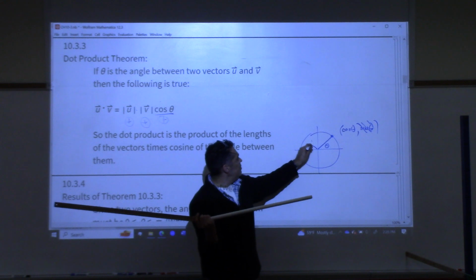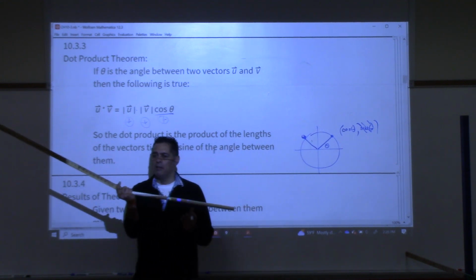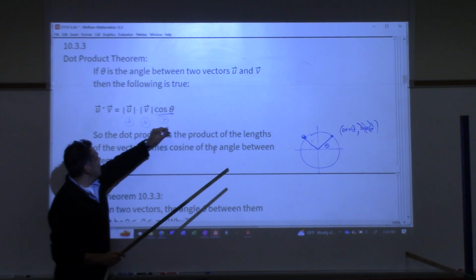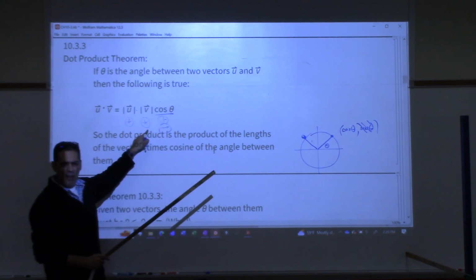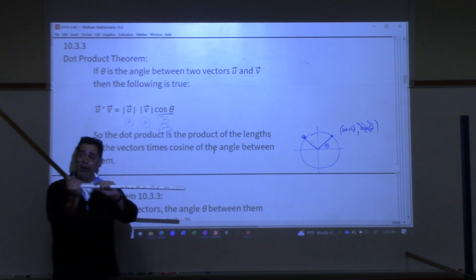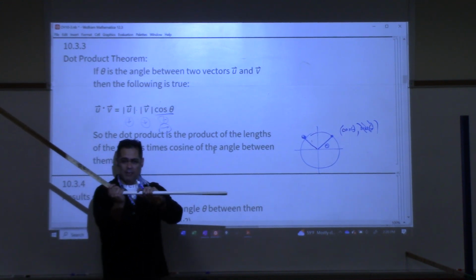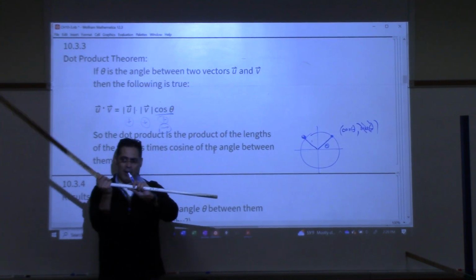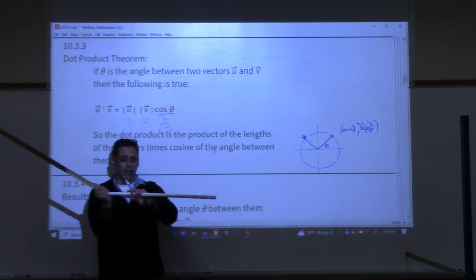Now you're over here, aren't you? What's cosine over there? Negative. And therefore, that's a negative number. These are always positive. So if your dot product is negative, I can tell you there's an obtuse angle. Y'all following? Dot product positive, dot product negative. Now the big one.